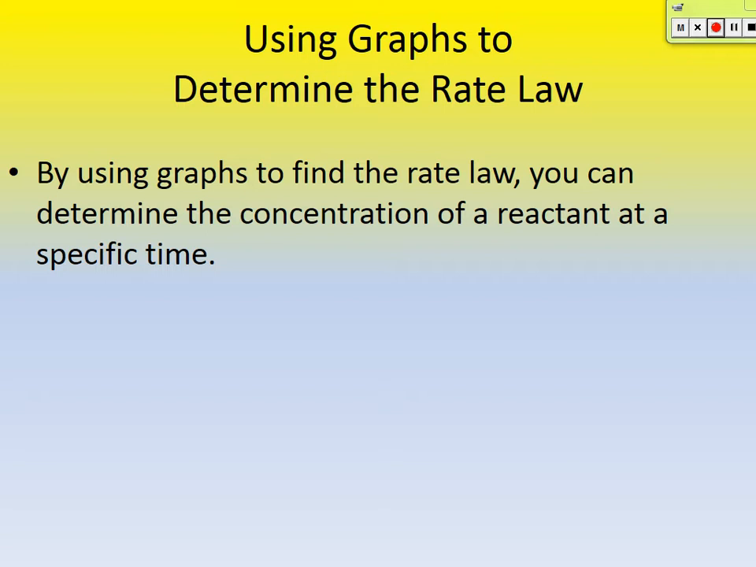By using graphs to find the rate law, you can determine the concentration of a reactant at a specific time, which is incredibly useful for chemists. Let me say that again. By using graphs to find the rate law, you can determine the concentration of a reactant at specific times.